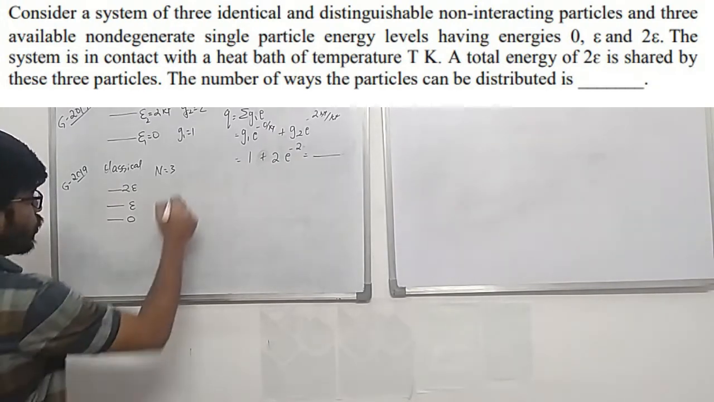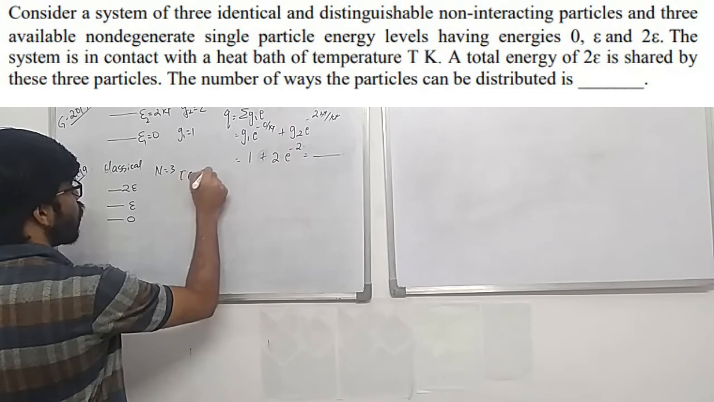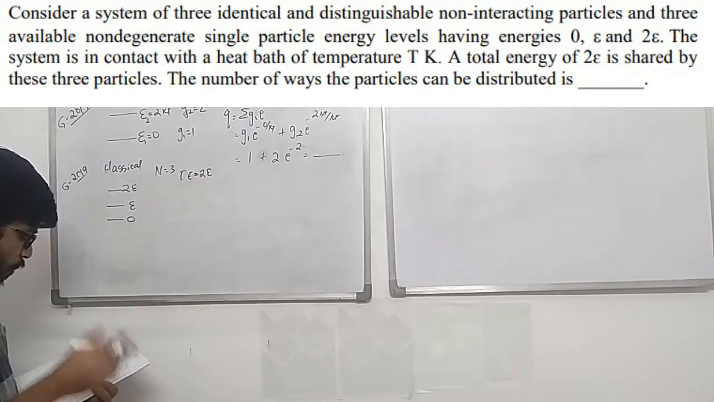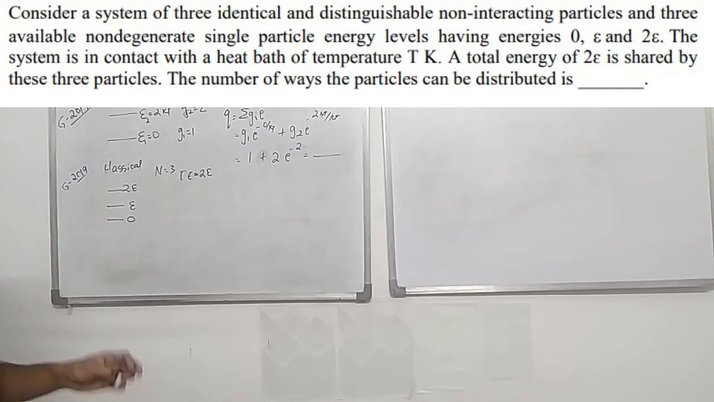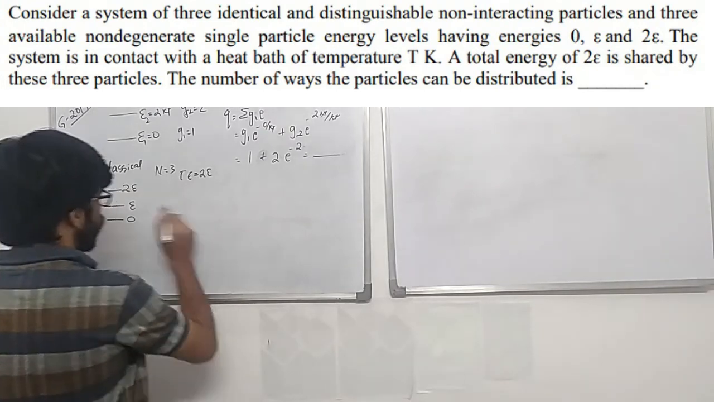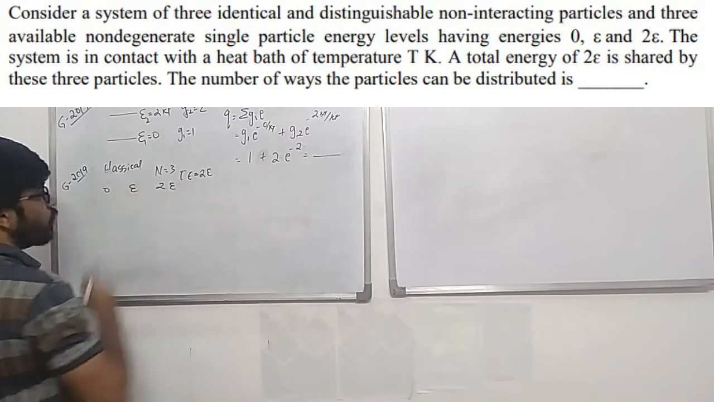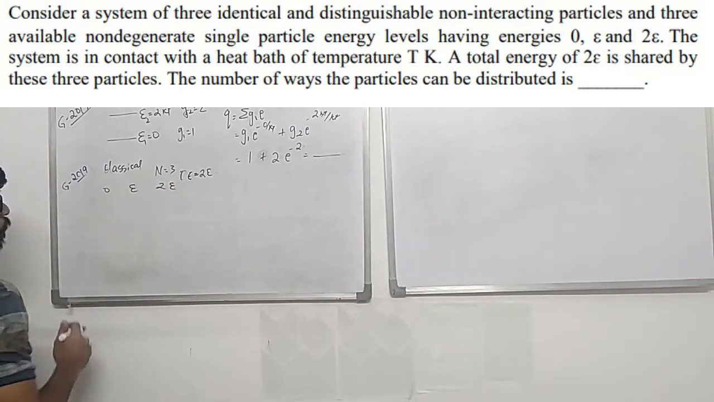A total energy of 2 epsilon is shared by these 3 particles. The number of ways the particles can be distributed. So we had discussed this kind of an example. So what are the ways in which you can arrange these 3 particles to get 2 epsilon?